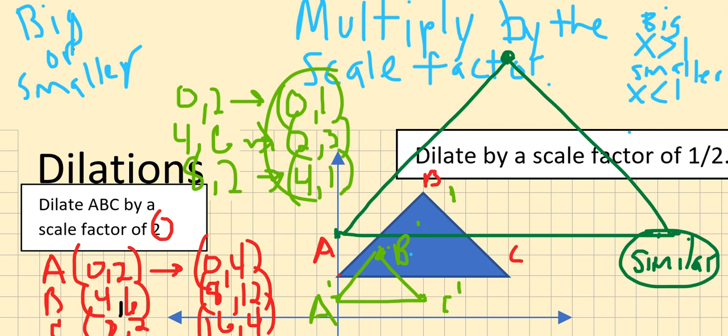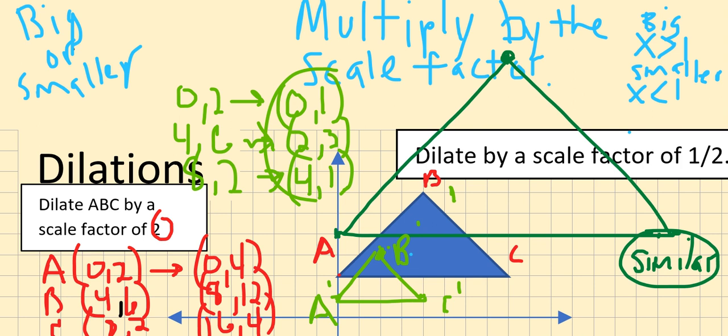So half of 8 is 4. Half of 2 is 1. So we're going to multiply each ordered pair by the scale factor, which is 1/2. You're going to get a similar shape, just different sizes. 0, 1, 2, 3, and 4, 1. Okay? Multiply the scale factor by each ordered pair.